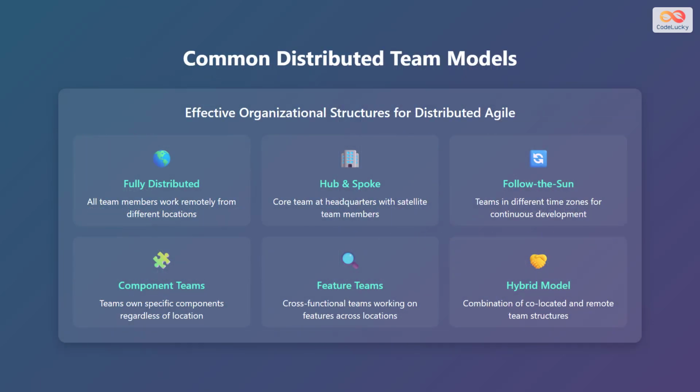Here are some common organizational structures for distributed Agile teams. First, we have the fully distributed model, where all team members work remotely from different locations. Next is the hub and spoke model, which consists of a core team at headquarters with satellite team members in other locations. Then we have the follow the sun model, where teams in different time zones work in sequence for continuous development. There are also component teams that own specific components regardless of location. Feature teams are cross-functional and work on features across locations. Finally, there is the hybrid model, which is a combination of co-located and remote team structures.